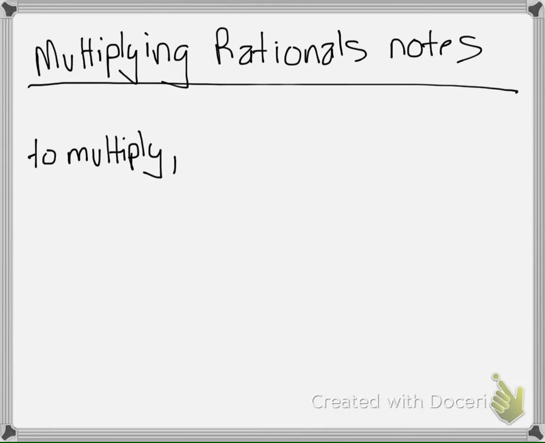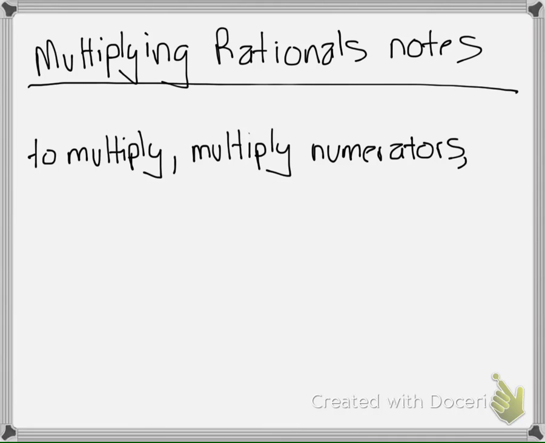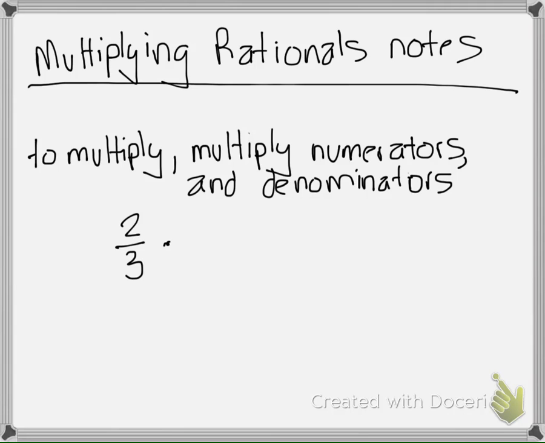To multiply, you essentially need to multiply your numerators and denominators. Rationals are essentially fractions. So if I have 2/3 and I want to multiply it by 3/4, that's the same thing as 2 times 3, which is 6, and 3 times 4, which is 12.